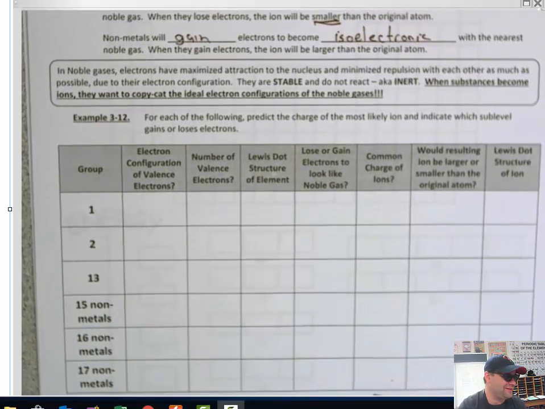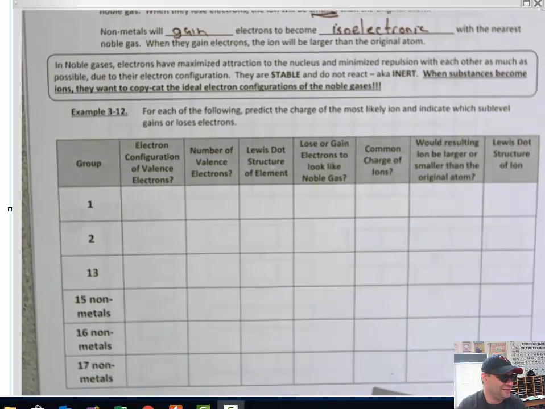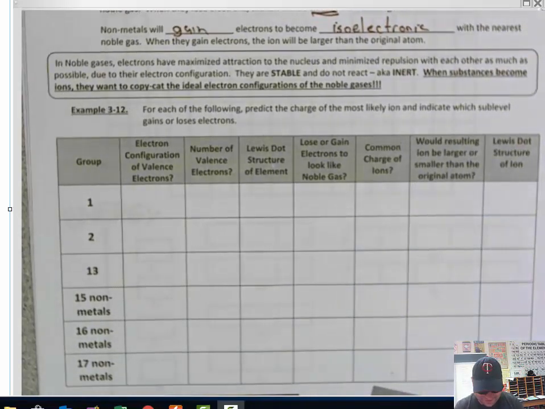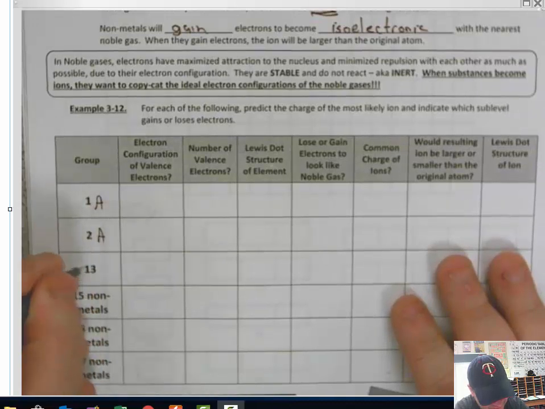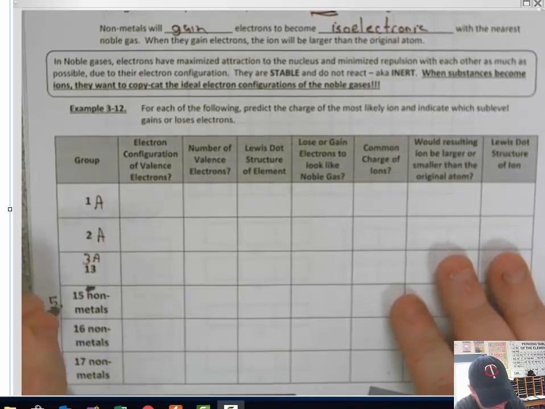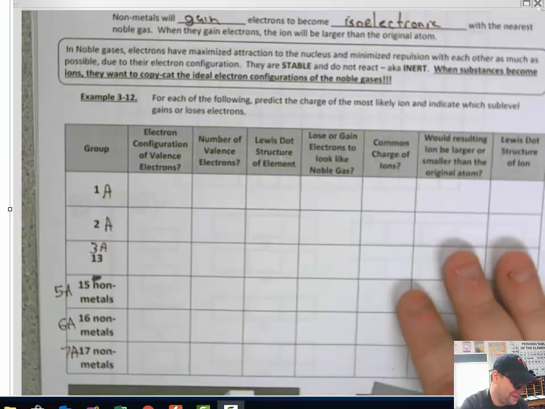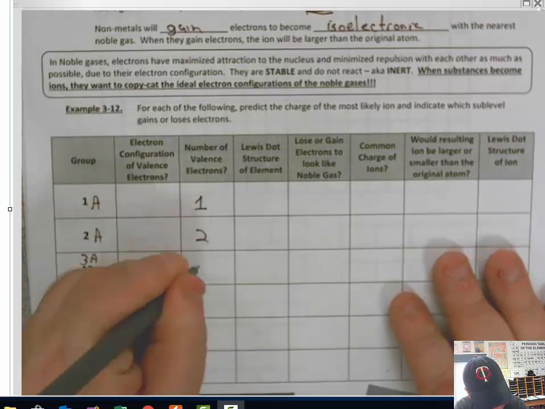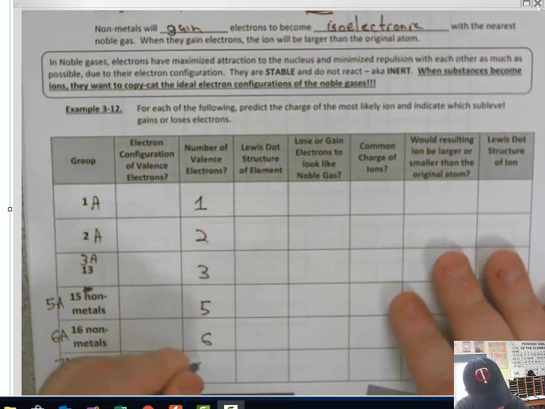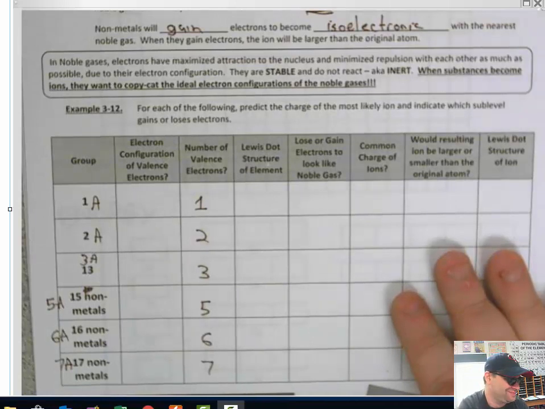We're going to do some electron configurations and noble gas stuff here. Ready? First, we're going to do the number of valence electrons. So this is group 1A, right? 2A. I refer to this as group 3A. Some people could do it 13. Then 5A, 6A, and 7A, right? The reason why I use the A's is that it tells me the number of valence electrons. So the number of valence electrons here is 1, 2, 3, 5, 6, and 7. Okay?